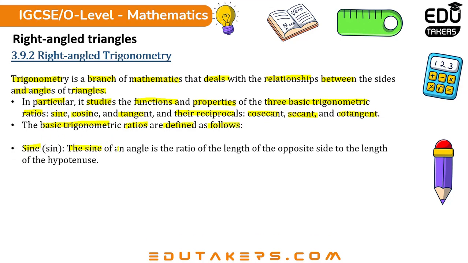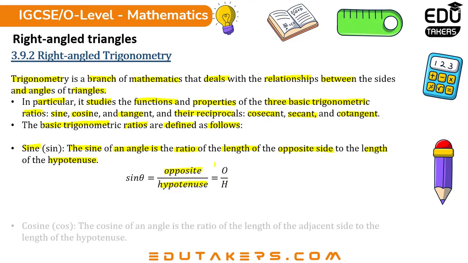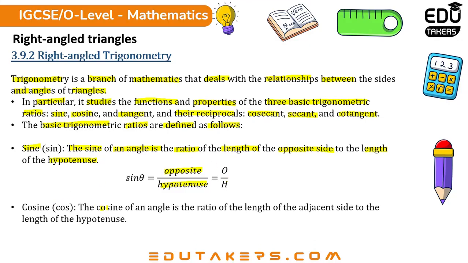Sine. The sine of an angle is the ratio of the length of the opposite side to the length of the hypotenuse. Sin theta equals opposite over hypotenuse equals O over H. Cosine. The cosine of an angle is the ratio of the length of the adjacent side to the length of the hypotenuse. Cos theta equals adjacent over hypotenuse, A over H.